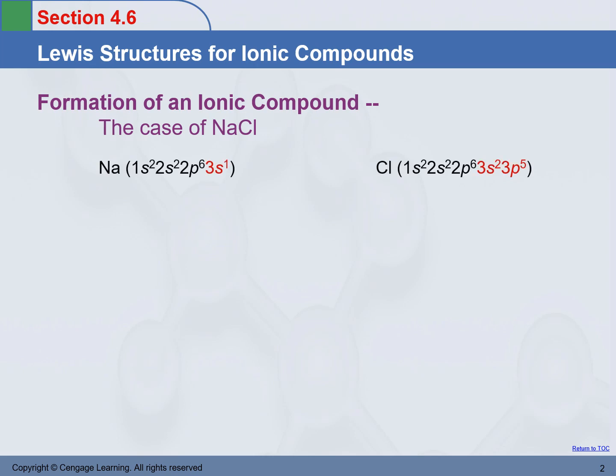All right, let's imagine before sodium and chlorine meet with each other to form a compound called sodium chloride, there are two lonely atoms. One is called sodium, one is called chlorine. The two lonely atoms are floating around in the universe. This is the electron configuration of sodium. This is the electron configuration of a chlorine atom.